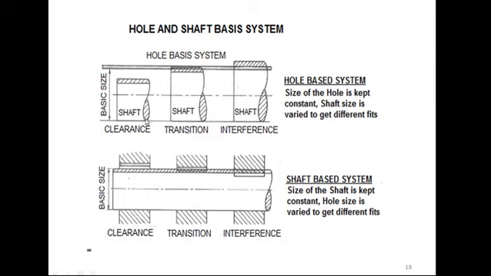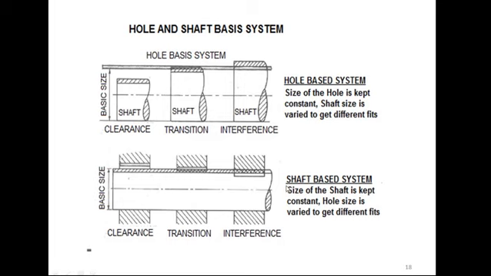So in this figure you will observe that in all the figures we have kept the shaft variable and the hole constant. This hole is constant and the sizes of the shaft we have changed. So this is called the hole based system.